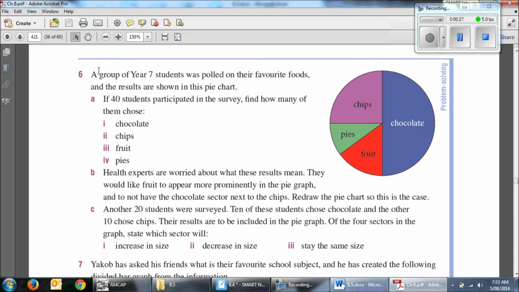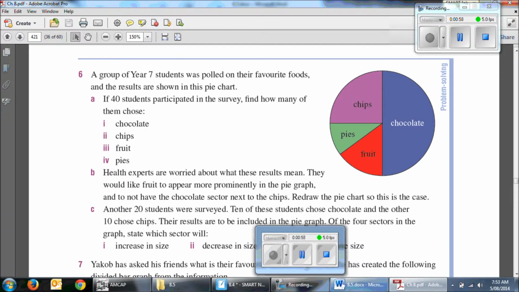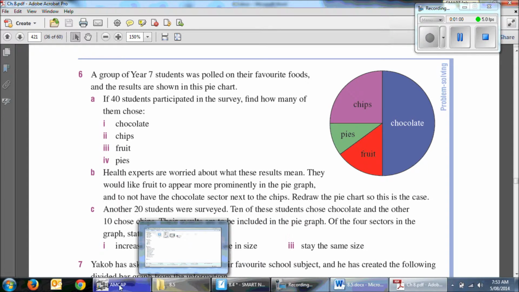So in question 6 here, it says a group of Year 7 students was polled on their favourite foods, and the results are shown in this pie chart. If 40 students participated in the survey, find out how many of them chose chocolate, chips, fruit and pies. Okay, so here this is where we would need to find a fair representation of how many people have been equally divided into here. So in the chocolate area, there is half. So I know straight away that half of the people ate chocolates.